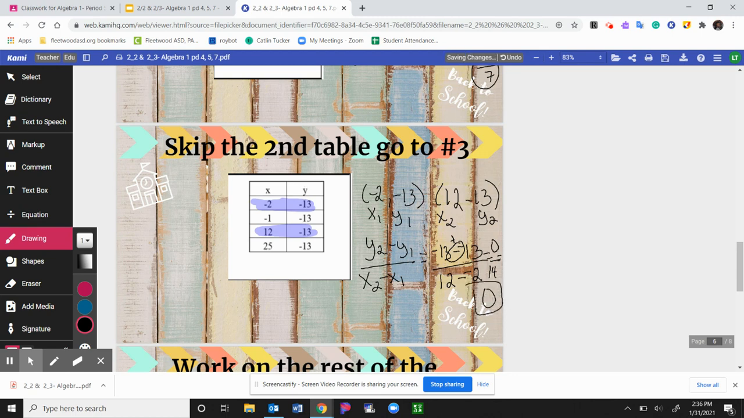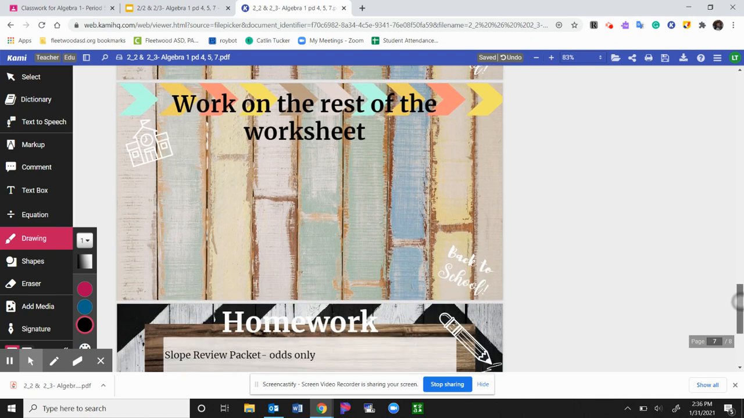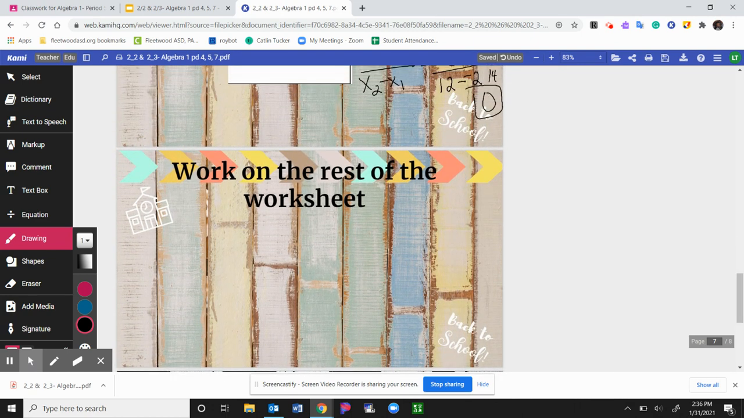This note sheet, guys, is posted for you in Google Classroom. It has slope from a graph, slope from 2 points, and then there are 2 more slope from a table. I would like you to go and work on that worksheet now and fill that out. We'll go over it when we come to class next.